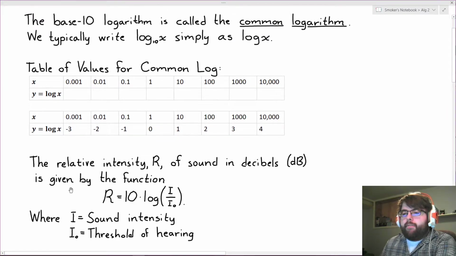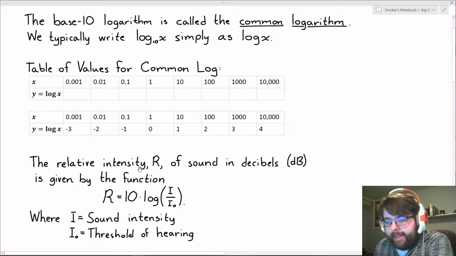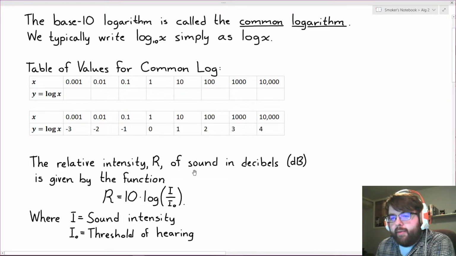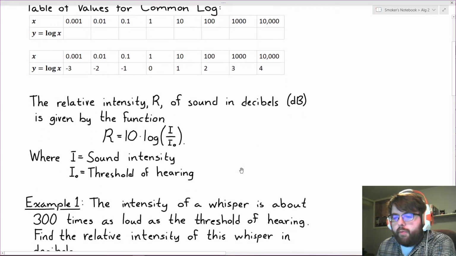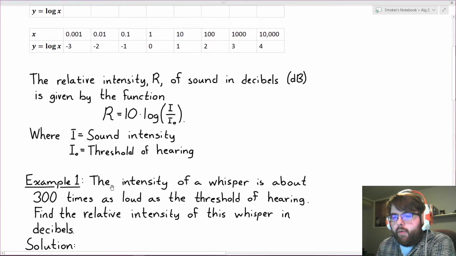The relative intensity R of sound in decibels is given by this function. R, the relative intensity of sound, is equal to 10 times log, with no base, which means log base 10, of I divided by I sub 0. I is sound intensity, and I sub 0 is the threshold of hearing. Okay, let's do a problem. Example 1. The intensity of a whisper is about 300 times as loud as the threshold of hearing. Find the relative intensity of this whisper in decibels.